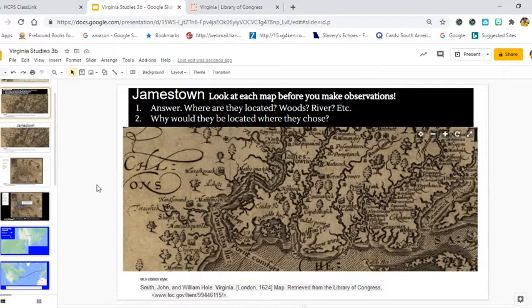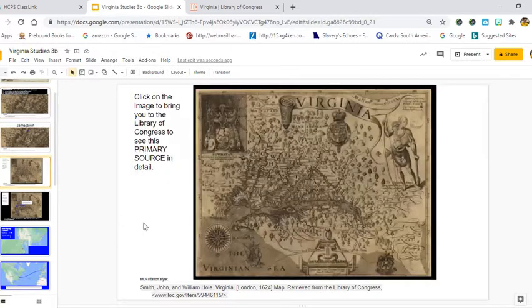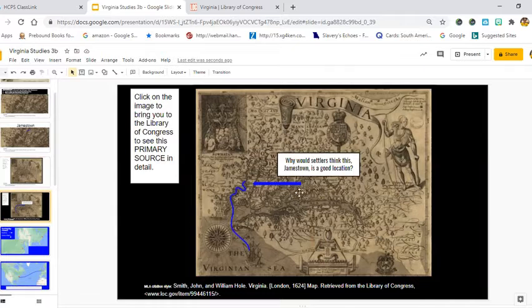So there's Jamestown again, and here's the whole map as it was drawn by John Smith and William Hull. Down here is the citation. You know, I've been teaching citations in library classes. Citing your source helps avoid plagiarism and gives credit to the person who did the work. So I can see some observations, and of course, Jamestown's right about here. I zoomed in and pointed to the Jamestown right here. Think about, why would settlers think Jamestown is a good location?